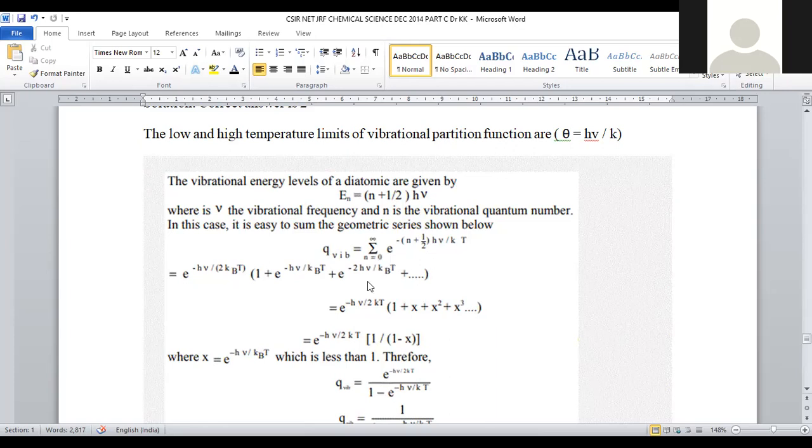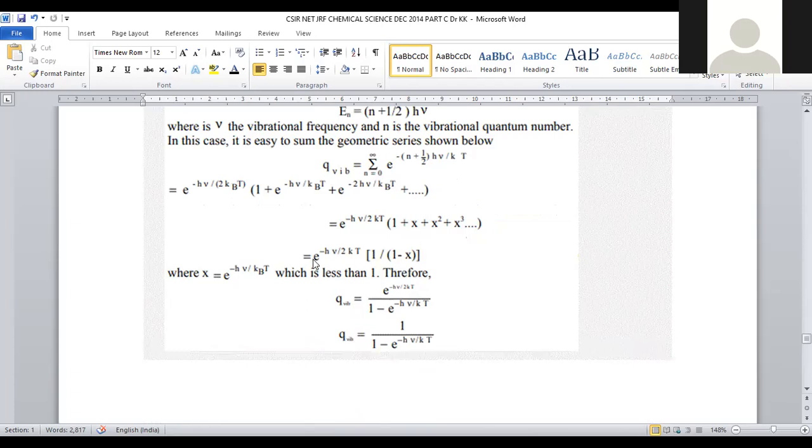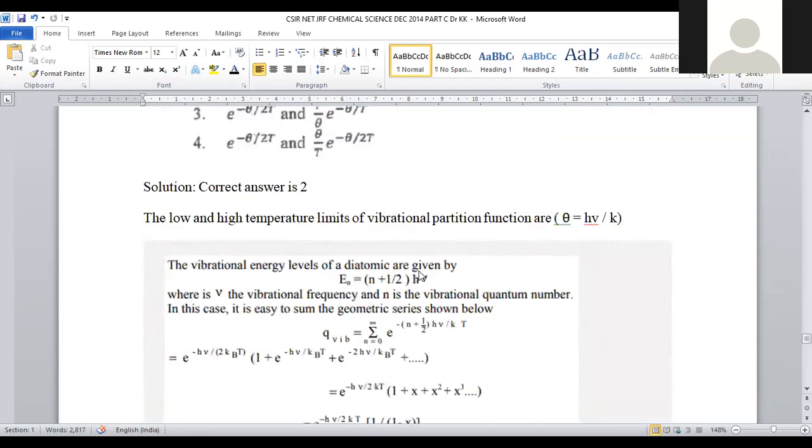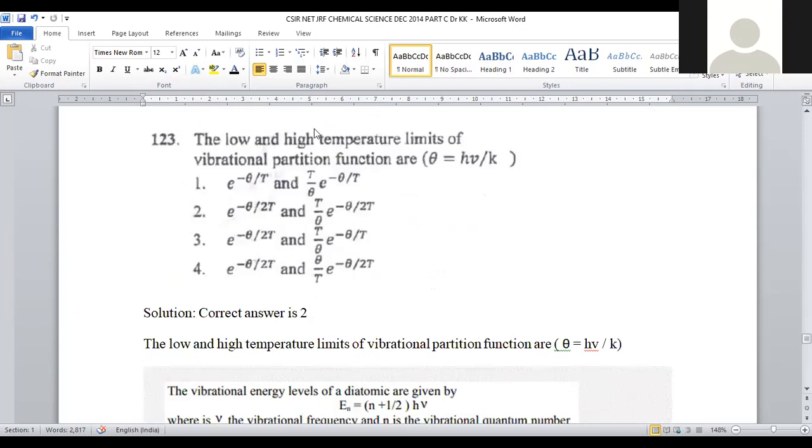Right. So here this can be expanded. How can we expand? The summation was taken, right? You can take the individual terms and all get added in this manner, so that the finalized equation will be e to the power minus h nu by 2kT into 1 by 1 minus x, where x value is e to the power minus h nu by kT, whose value is less than 1. So in this case, Q vibration is calculated as e to the power minus h nu by 2kT divided by 1 minus e to the power minus h nu by kT. So this is the vibrational partition function.